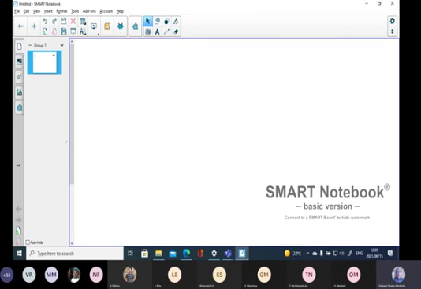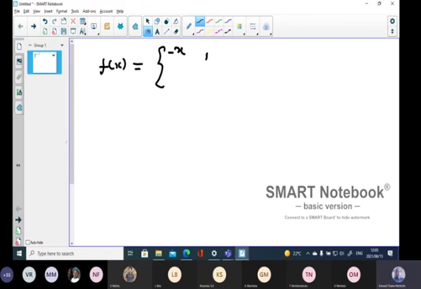Okay. Now let's say I give you this function. f(x) equals to, let's say negative x, provided or for 0 less than or equals to x less than or equals to pi. And this is equals to x for 0 less than or equals to x less than or equals to pi. The first one, let's make this one negative pi.